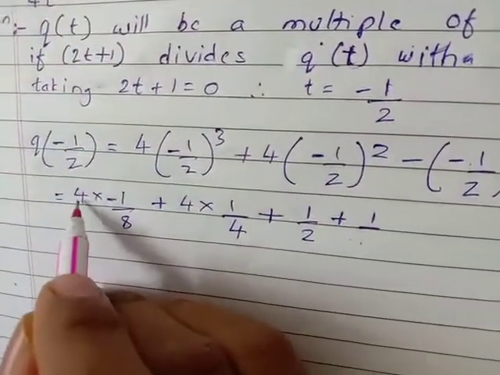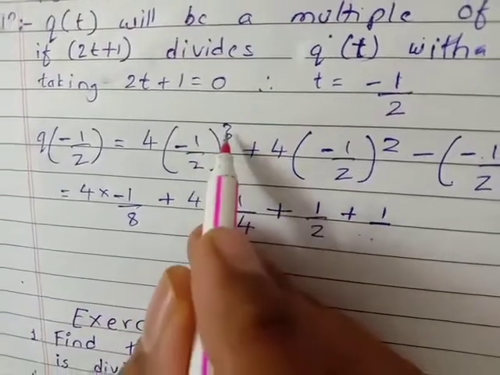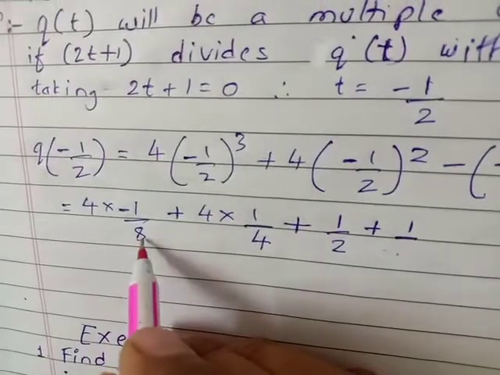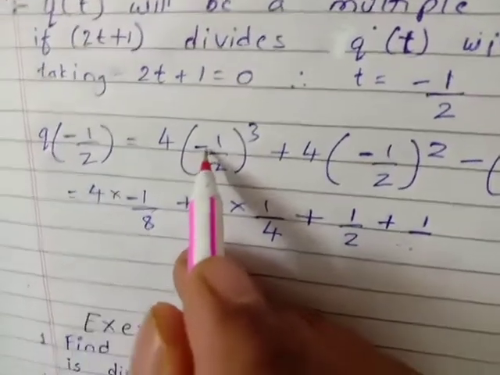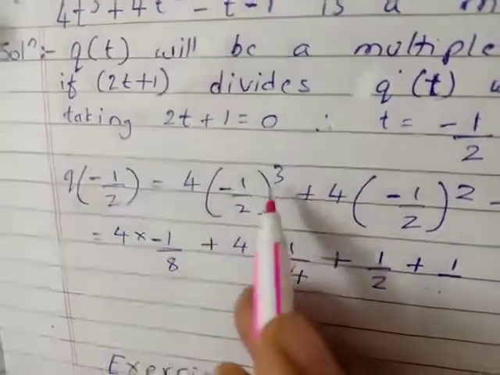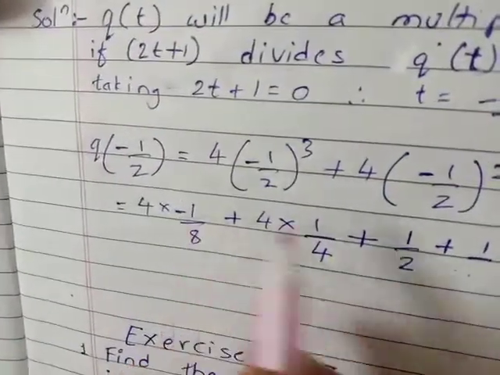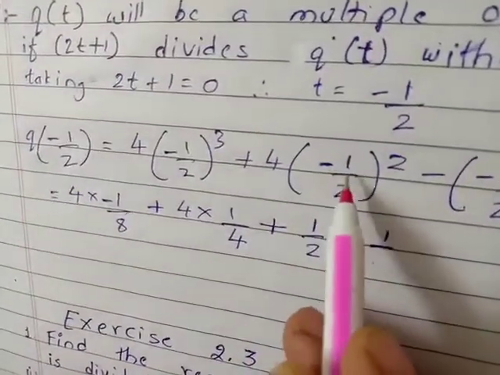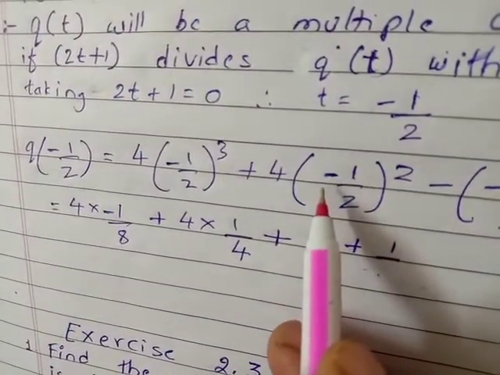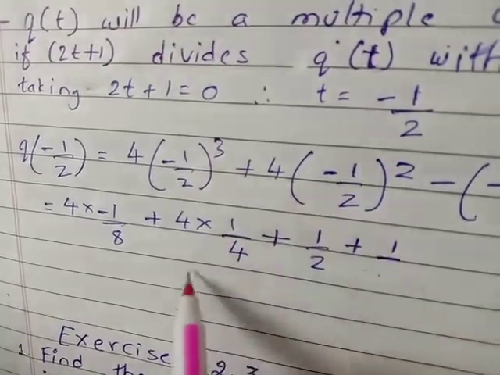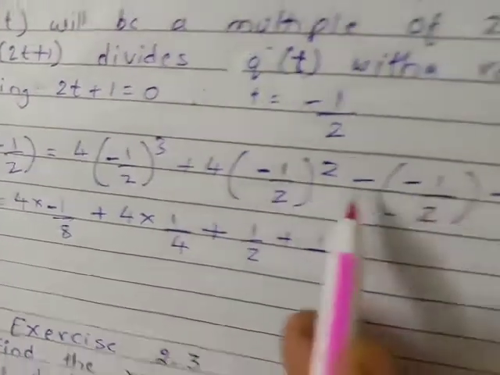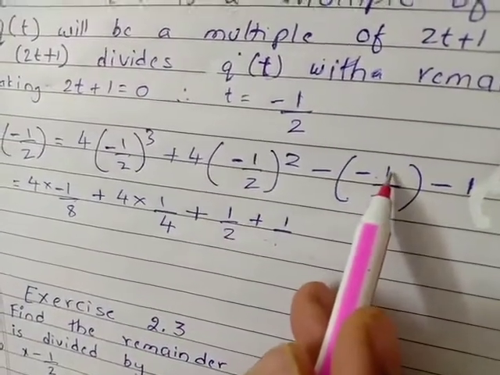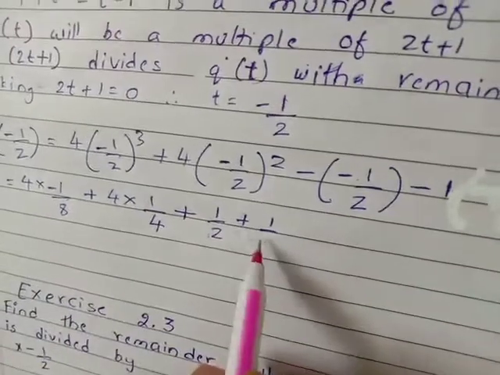So now we will solve this. 4 into 2 cube: 2 into 2 into 2 means 3 times is 8. And the minus sign will remain as it is. It's a cube, so it will remain as it is. Here it's a square, so 2 into 2 times, 2 2s are 4. So minus into minus will become plus. This 4 will remain as it is. So 4 into 1 by 4. Minus into minus is plus, so the sign will change. And the half will remain as it is. And 1 will remain as it is.